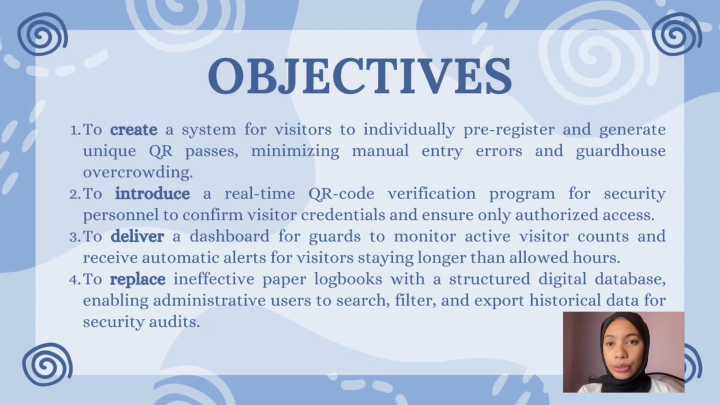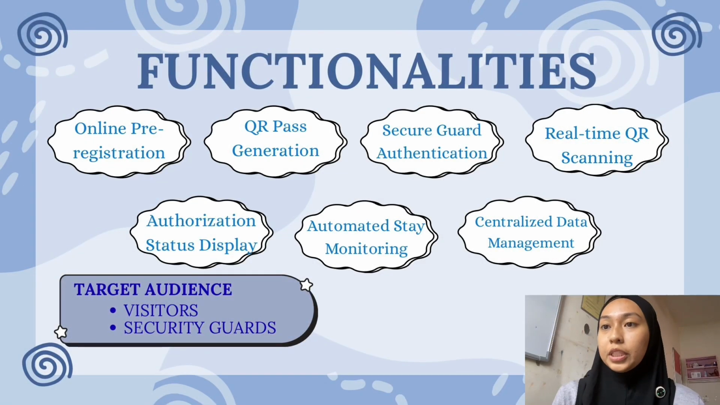To fix this issue, we set out to do 4 things. The first one, create a way for visitors to pre-register on their own and get a unique QR pass. The second one, give guards a real-time QR scanner so they can verify guests instantly. The third one, provide a dashboard so guards can see who is inside. The last one, build a digital database so the management can easily search or export records whenever they need to do security audits. Thank you, Sharifah Zulaika.